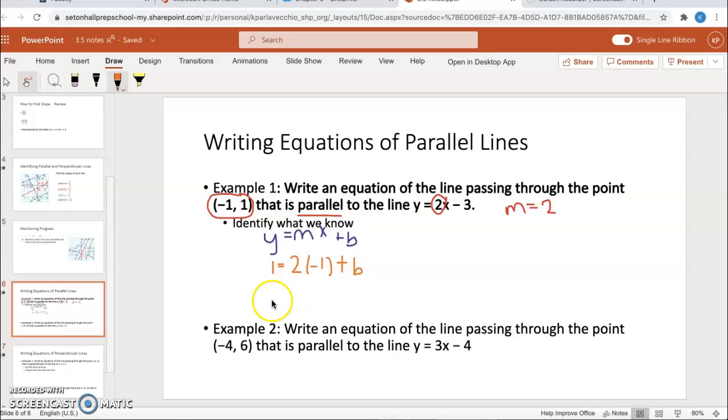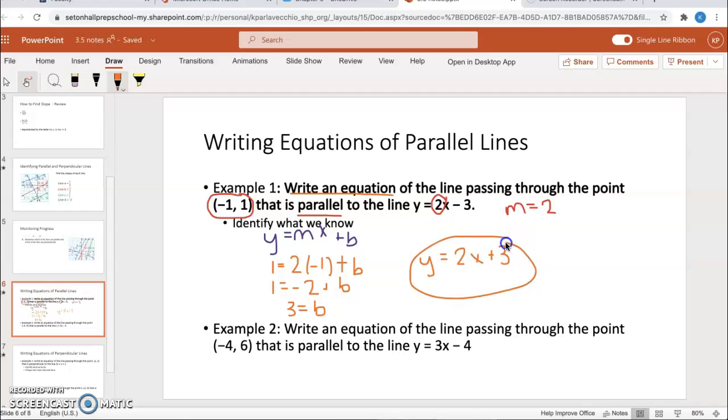So I just go ahead and start to simplify, and I have 1 equals -2 plus b. Then I add 2 on both sides to get 3 is equal to b. Please remember that the directions want us to write an equation, so do not stop at solving for the intercept. My equation of the line would be y is equal to 2x plus 3.